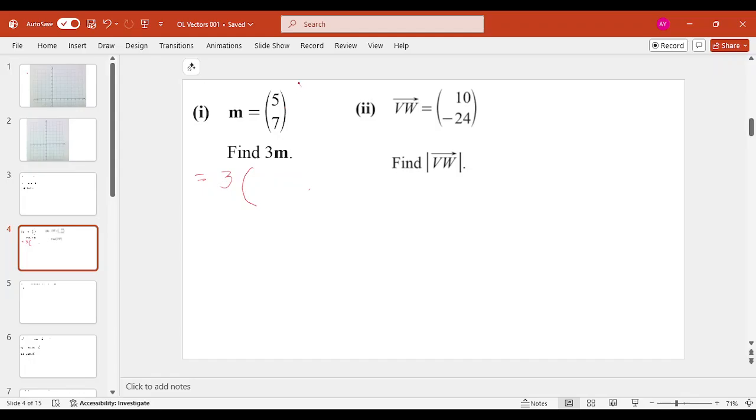So here m is this. We put the value of this m over here in column vector, that is (5, 7). 3 multiplied by (5, 7), the vector m. So 3 fives are 15 and 3 sevens are 21.